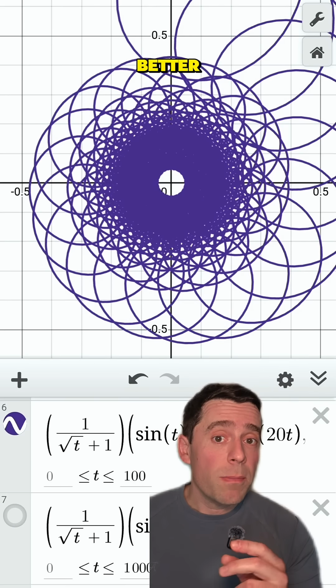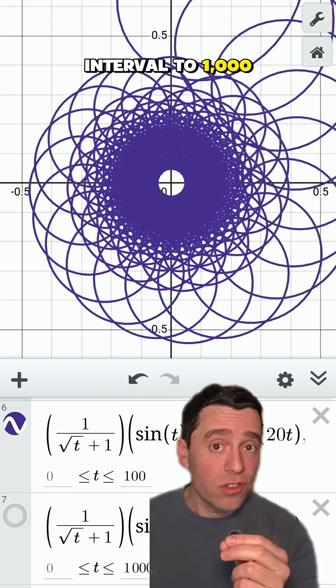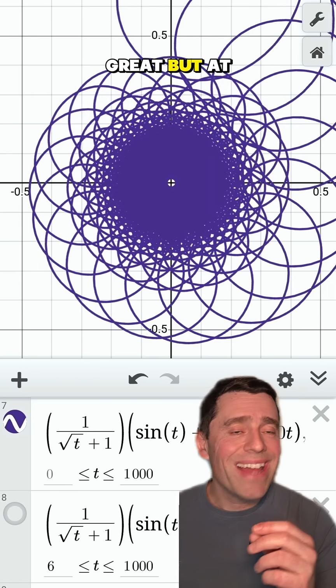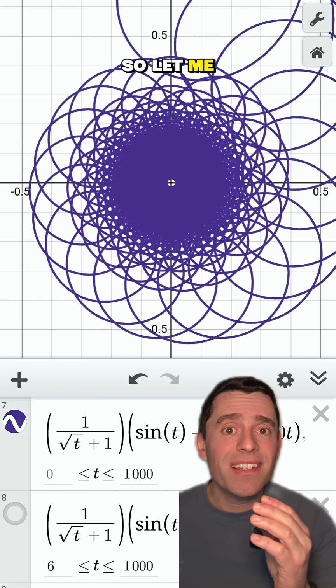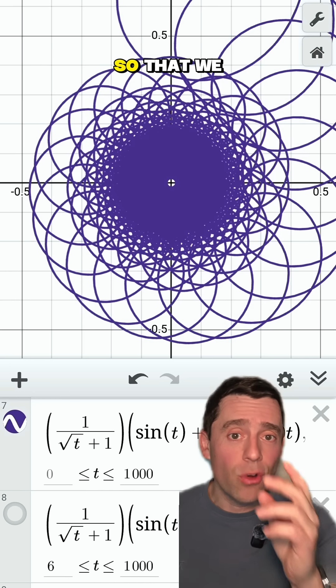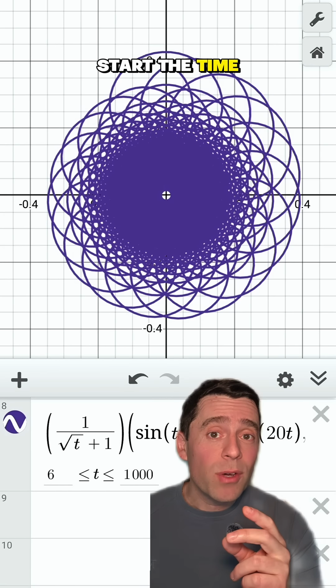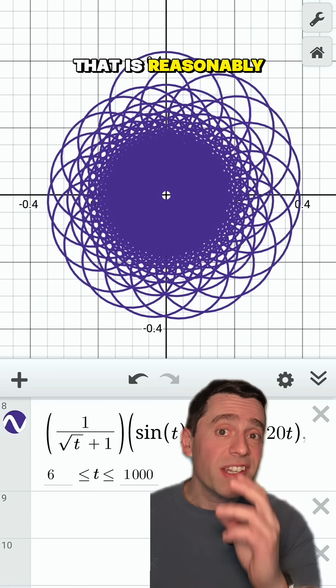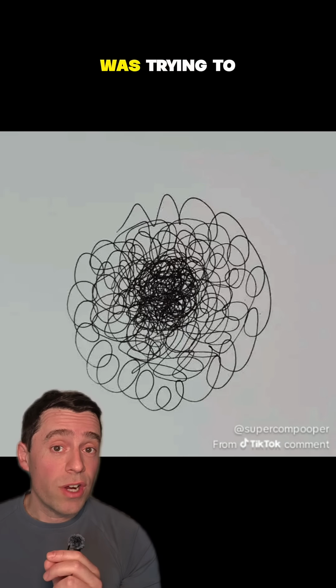This looks much better, but I still need to fill in the center. So let me increase the time interval to 1000. And this looks great, but at the beginning of time, it was decreasing too fast. So let me start at a different time so that we get something closer to what we want. So when we start at time equals 6, I get something that is reasonably close to the image they gave me. For reference, this is what I was trying to model.